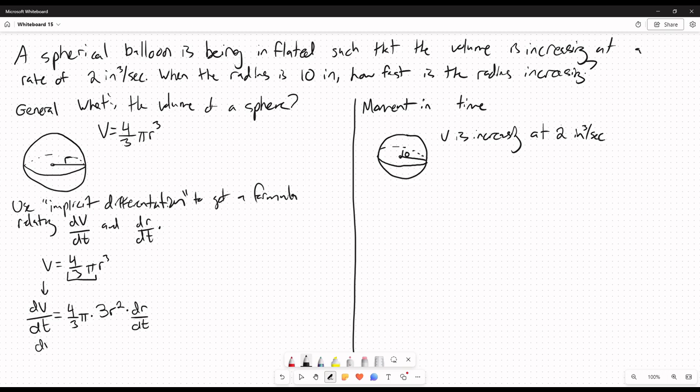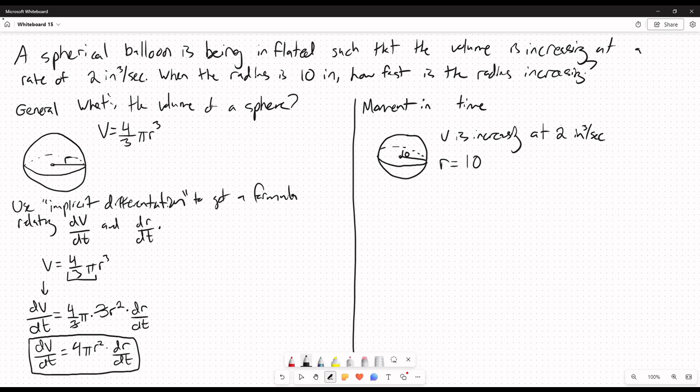I can do a little more cleaning up here. We have dv dt equals, those 3's will cancel, 4 pi r squared times dr dt. So now I have an equation relating my rates, which is why we call it a related rates problem. Now that we have that equation, we go to our specific moment in time. What do we know about it? Well, we know that v is increasing at 2 inches cubed per second, and we know that our radius is 10 inches.